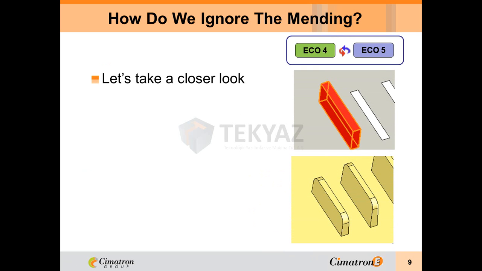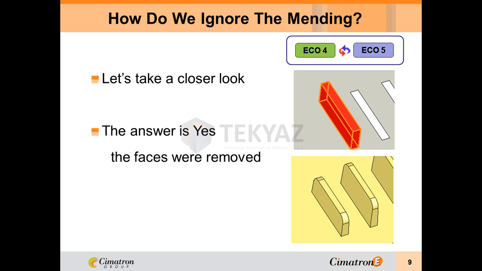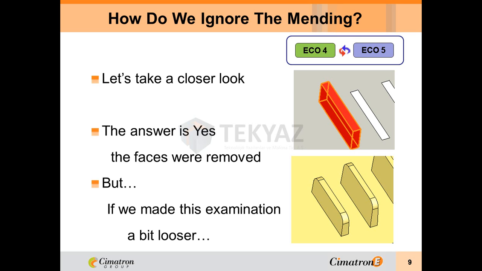Let's take a closer look. Oh, now it is clear that it is not exactly the same rib, and if the system looks at the faces and asks, have these faces been removed? The answer would be yes, the faces were removed, because we can't find faces that are similar to the red ones in the work part. Now, we know that it is more or less the same rib, so if we could make this test a little bit looser, if we could tell the system it is okay to have some distance between the faces, then maybe the answer would change.